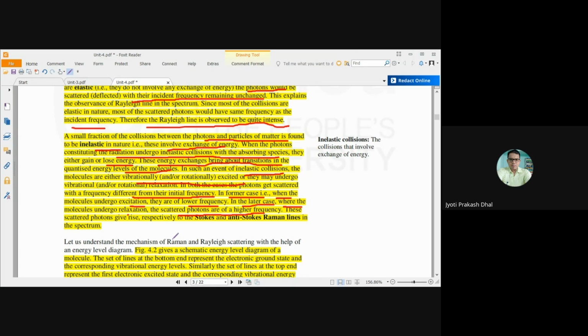So when electromagnetic radiation interacts with a molecule and the molecule undergoes excitation, then the scattered photons give rise to Stokes lines, and if the molecules undergo relaxation, then the scattered photons will give rise to anti-Stokes Raman lines.